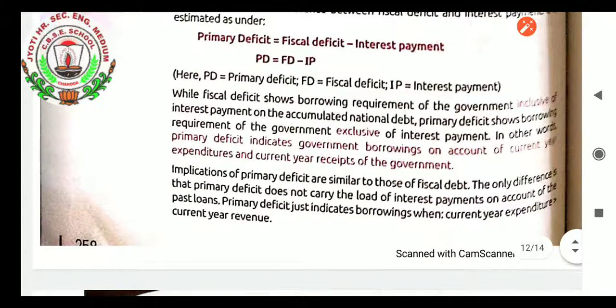Fiscal deficit shows the borrowing requirement of the government. When the revenue of the government is less compared to expenditure, they will try to borrow money from the market, maybe the national market or the international market, inclusive of interest payment on the accumulated national debt. Primary deficit shows the borrowing requirement of the government exclusive of interest payment. Fiscal deficit shows the borrowing of the government with interest payment, whereas primary deficit shows the borrowing requirement of the government exclusive of interest payment.